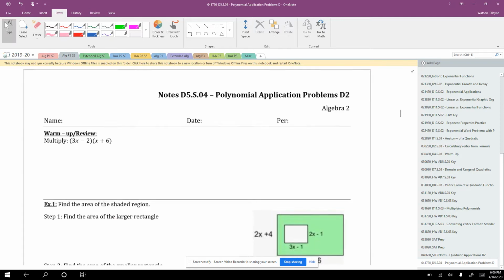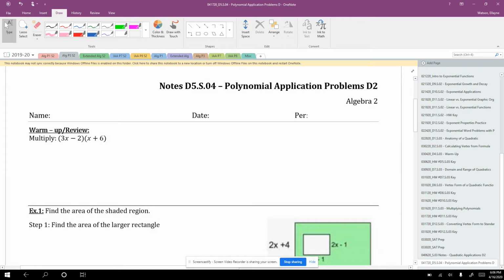Remember, when you're multiplying binomials, you need to distribute each term in each binomial to each term in the other binomial. First, I'm going to multiply this 3x by the x, and I'm going to get 3x squared. Then I'm going to multiply the 3x by the 6, and I'm going to get plus 18x. Then I'm going to take the negative 2 times x, and I'm going to get negative 2x. And then the negative 2 times the 6, and I'm going to get negative 12.